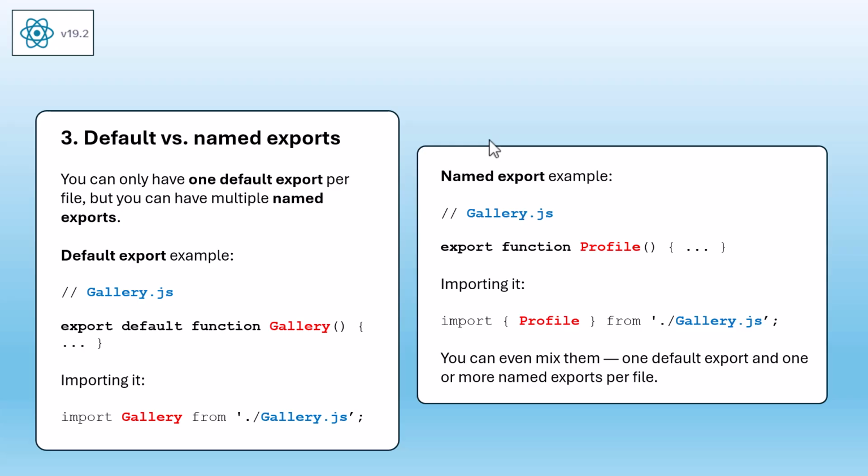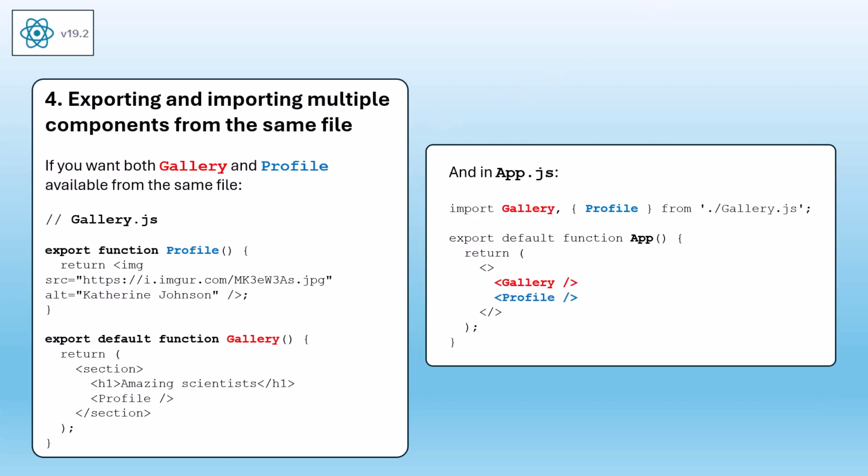This pattern gives you flexibility. You can use gallery when you want a collection of profiles, or just import profile when you need to display one person's image. 4. Exporting and importing multiple components from the same file. A good practice to remember: try to keep your files focused. If you notice that a file is exporting too many things, it's probably time to split it further. For example, you might move profile into its own file called profile.js. This makes it clear where to find each component, and it keeps your structure intuitive.